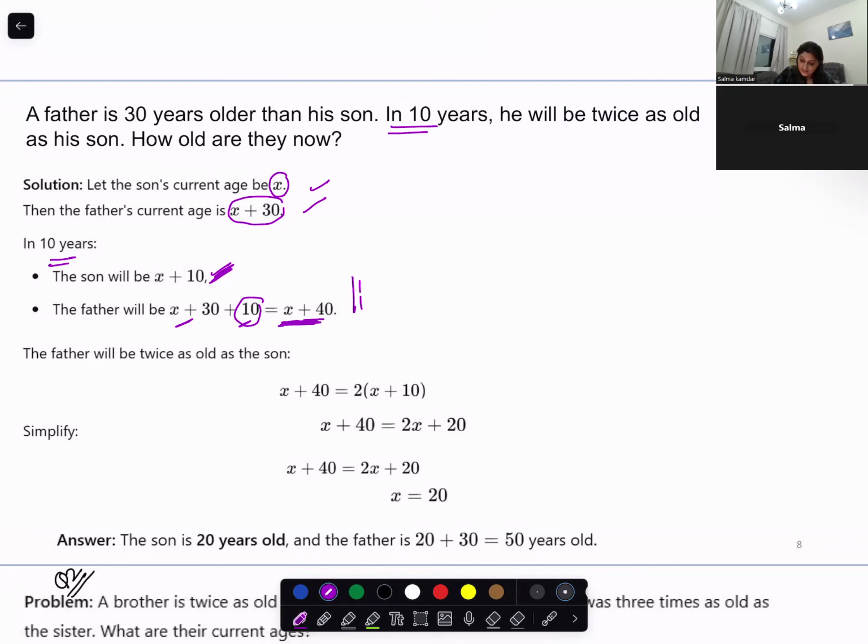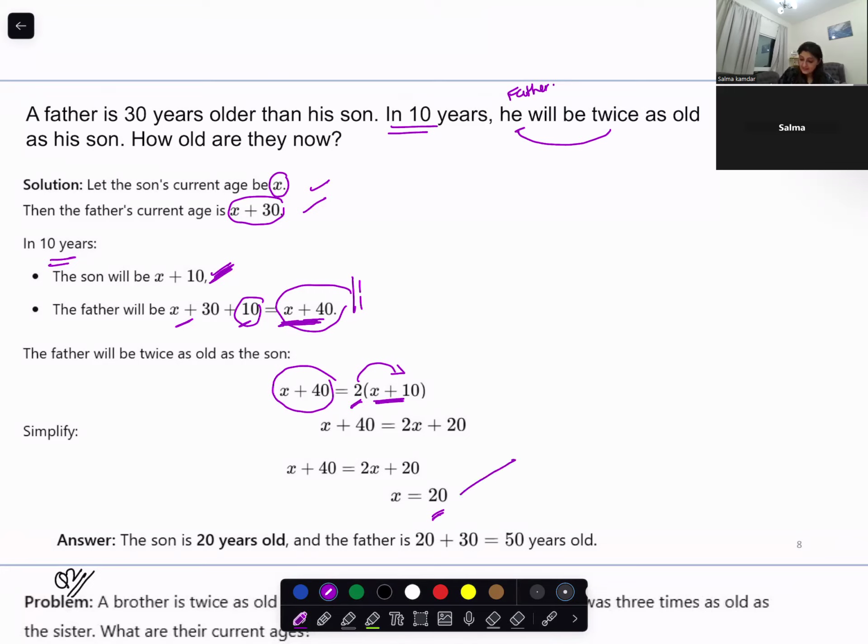So in 10 years, he will be twice as old as his son. He is who? Father. So what is father's age in 10 years? This is father's age in 10 years. He will be twice as old as son. So what is the son's age after 10 years? x plus 10. I would equate this and get the value of x.